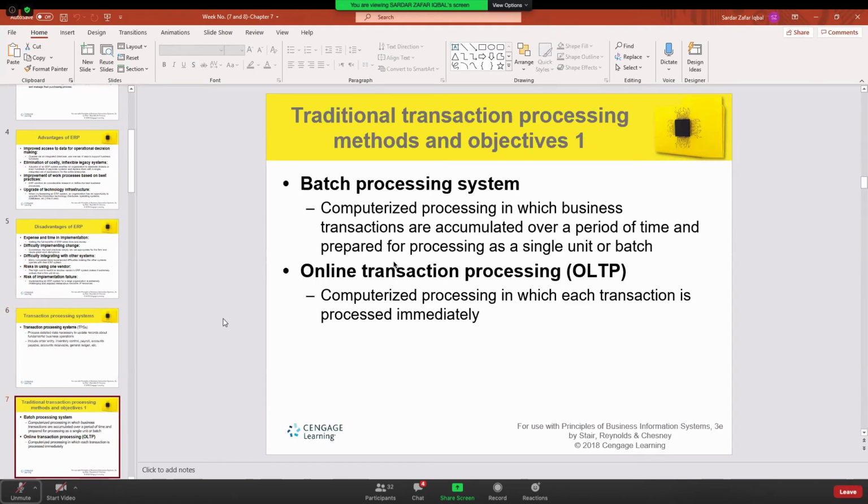Okay, we have some traditional transaction processing methods and objectives, like batch processing. What is batch? Anybody know?